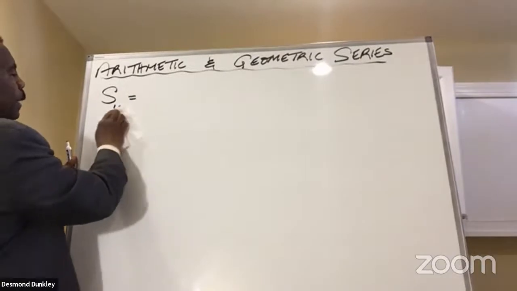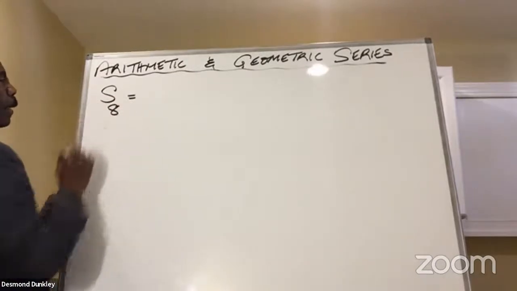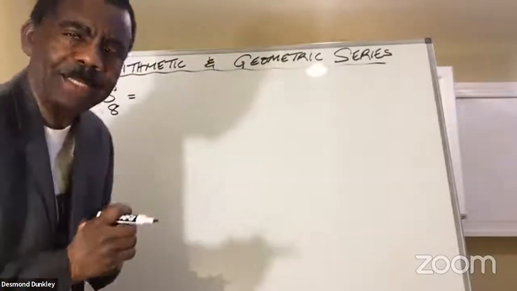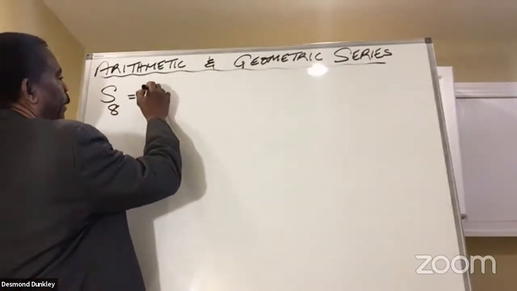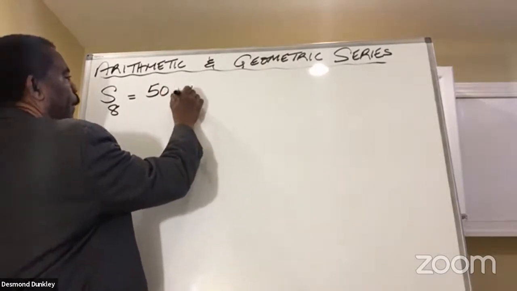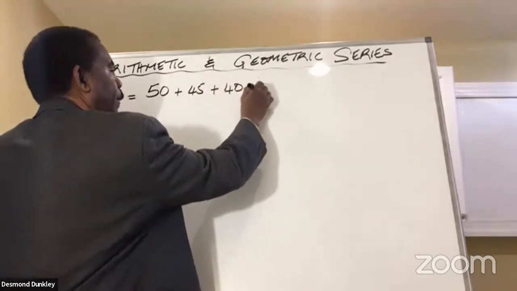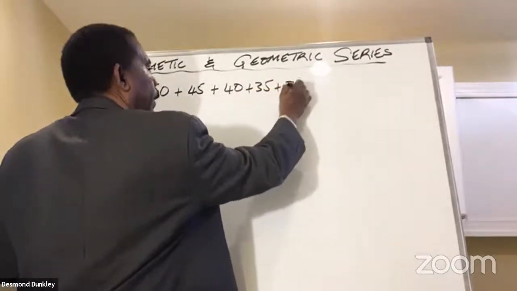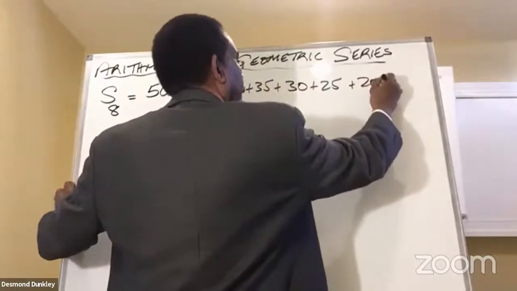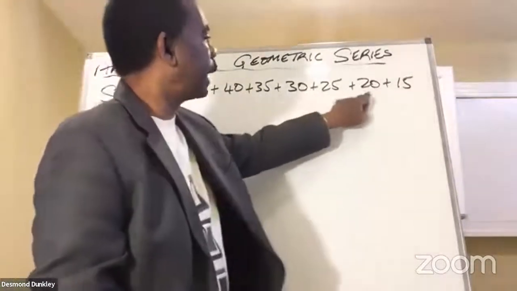This time, let's use a smaller number just for the space. Let's use S8. And this time, let's do a decreasing sequence. Why not? Let's go 50 plus 45 plus 40 plus 35 plus 30 plus 25 plus 20 plus 15. How many is that? 1, 2, 3, 4, 5, 6, 7, 8.